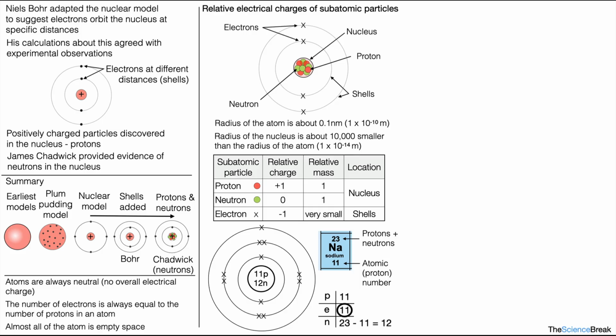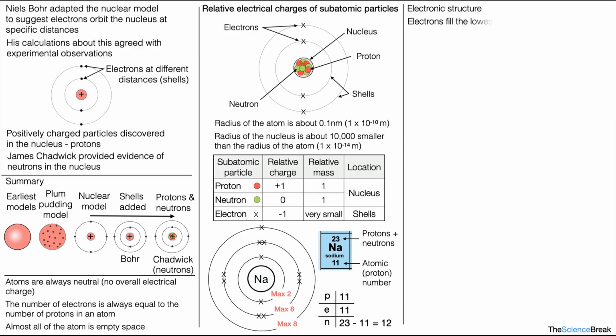It's important to remember that the first shell can carry a maximum of 2 electrons, the second shell a maximum of 8, and the third shell a maximum of 8 as well. We might draw a fourth shell for our slightly bigger elements, but we don't need to worry about maximum numbers for those. We can make sure that we know the first 3 shells are maximum 2, maximum 8, maximum 8.